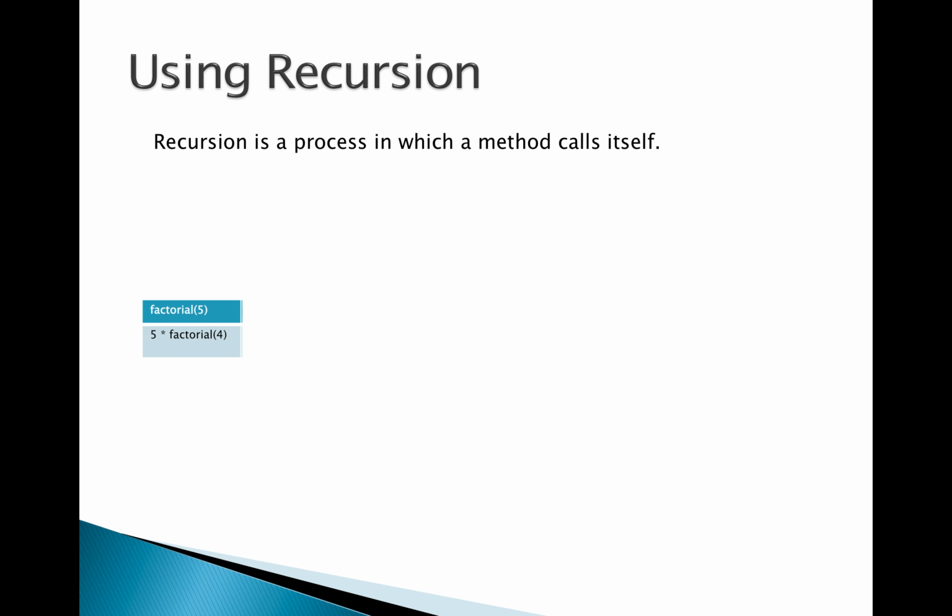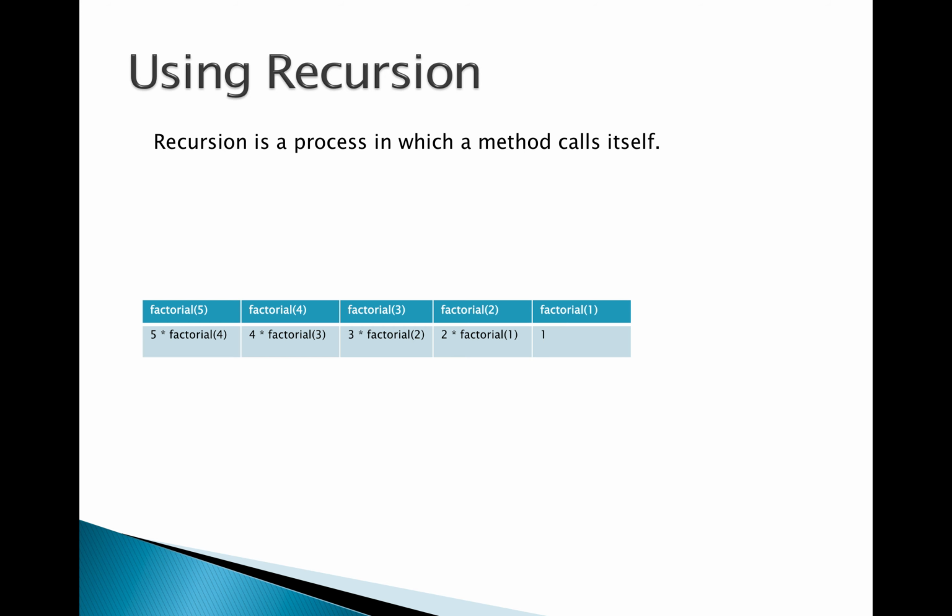Okay, so I want to calculate the factorial of 5. To calculate the factorial of 5, I need to calculate the factorial of 4 first, so that I can multiply that with 5. In order to calculate the factorial of 4, I need the factorial of 3. For the factorial of 3, I need the factorial of 2. For the factorial of 2, I need the factorial of 1. And the factorial of 1 is nothing but 1. I know it already. Or I can say the factorial of 0 is equal to 1.